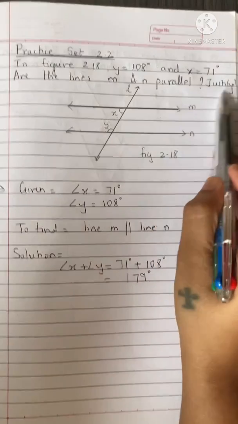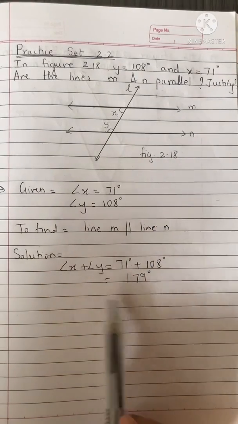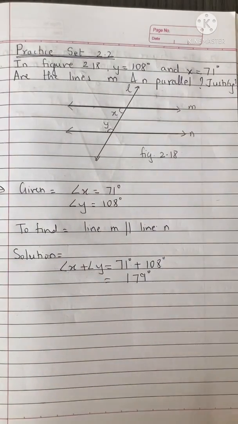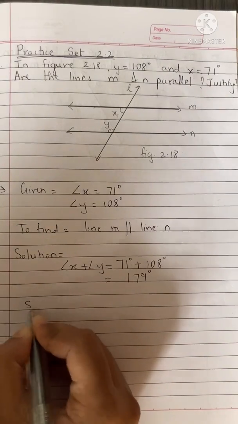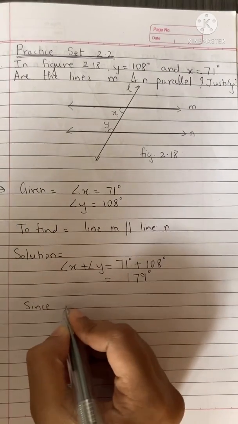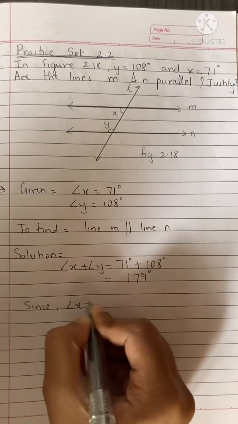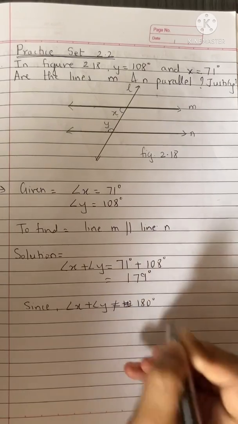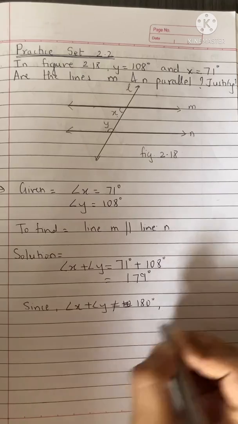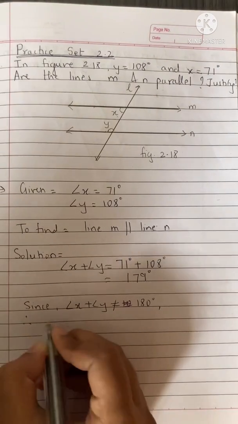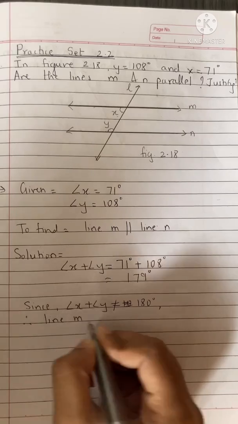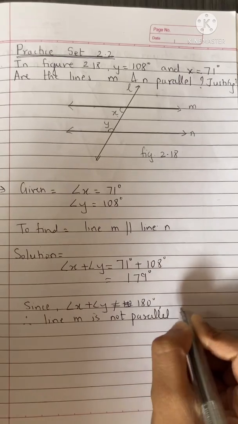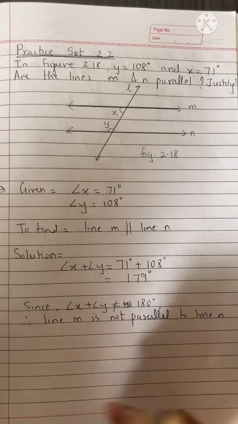We have to justify also. Justify means we cannot directly give the conclusion that line M is not parallel to line N. Why is it not parallel? We have to give the reason. Since angle X plus angle Y is not equal to 180 degrees, therefore, write on the next line, therefore line M is not parallel to line N.